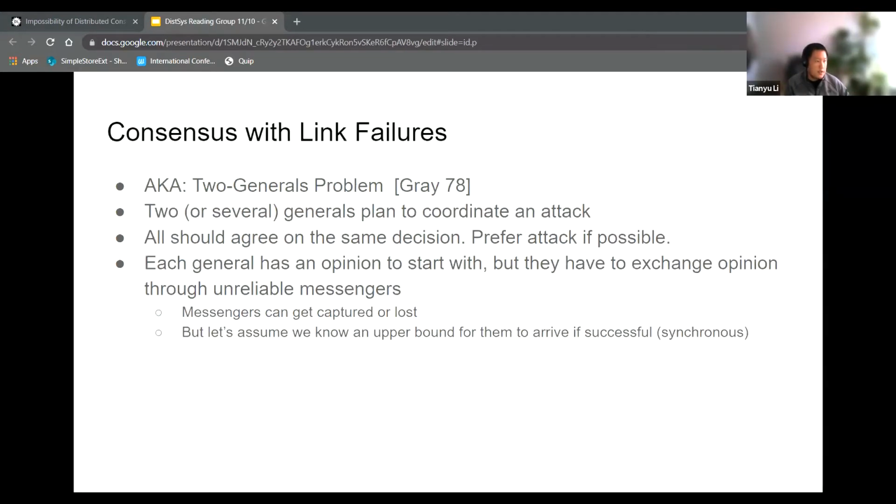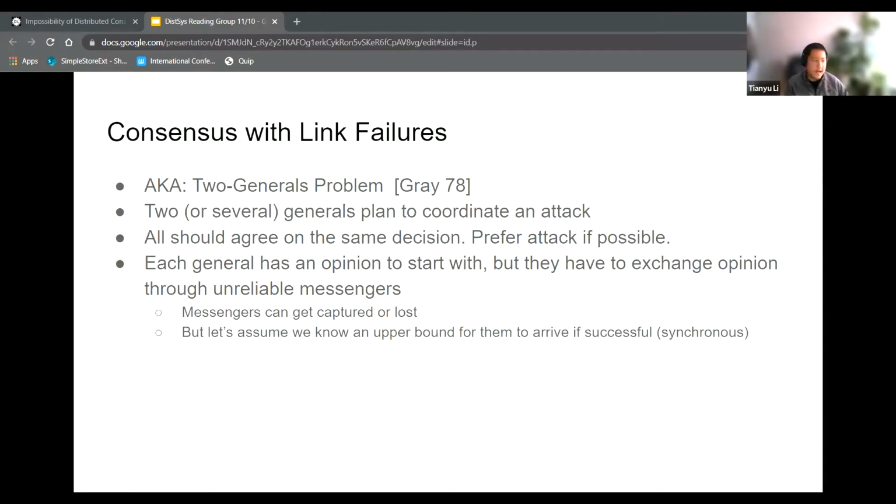in context. First to talk about link failures, right? This is also known as the two generals problem. This was first proved impossible by Jim Gray himself in 1978. The colloquial, informal statement of the problem goes that there are two generals or more who are planning to coordinate an attack. For them to succeed, all of them actually have to agree on whether or not to attack. Obviously, them being generals, they would prefer to attack if possible, right?